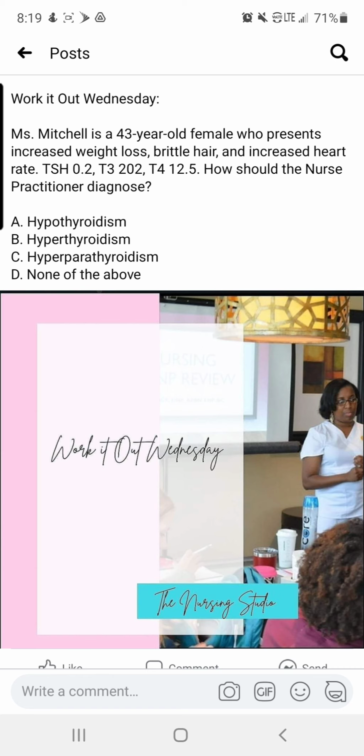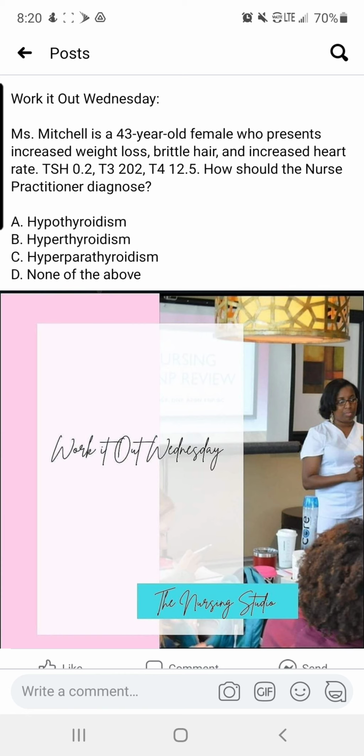So in this scenario, the TSH is low because normal TSH is 0.4 to 4.0 milliunits per liter. So this one is 0.2, that's low. The TSH is opposite for the terms, right? So if that's low, then you want to start thinking hyper. Whereas if the TSH was greater than 4, we start to think hypo, because if it's high, it's the opposite. It's inversely related to the TSH and the actual diagnosis, right?